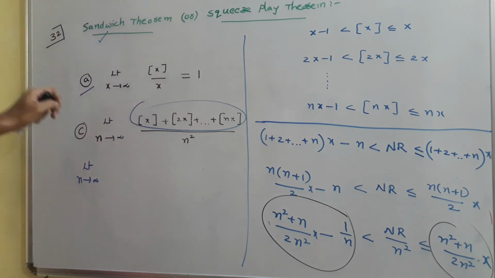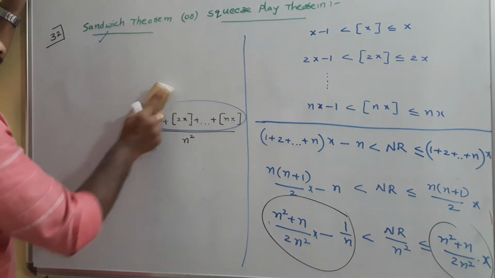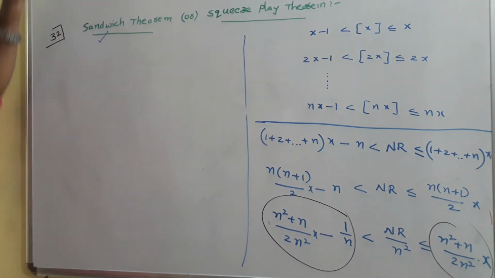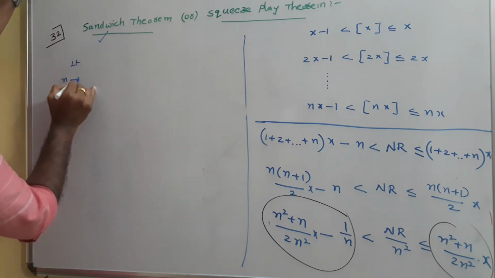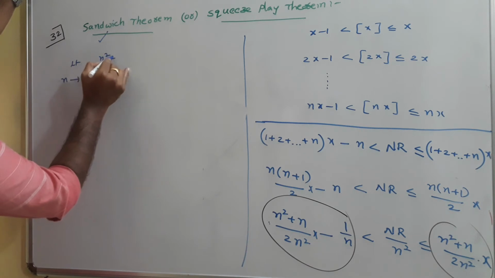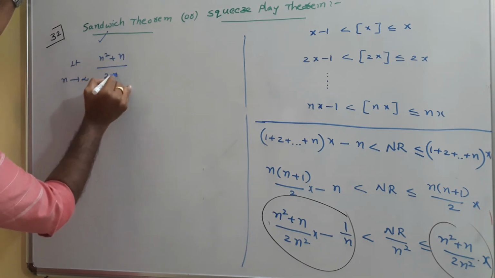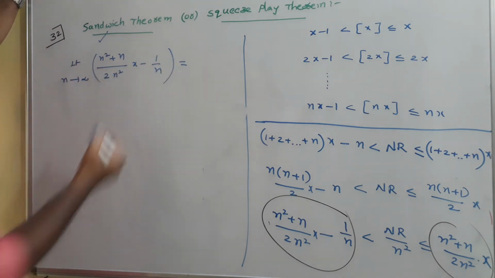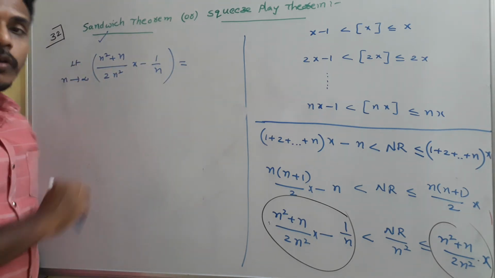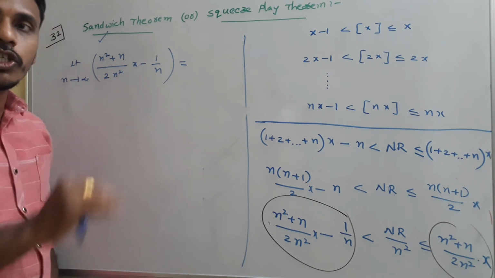So otherwise I will give you clear idea. I will erase this. So just apply limit n tends to infinity. Limit n tends to infinity, n square plus n by 2n square into x minus 1 by n. What is its value? Just observe here. As n is tending to infinity, 1 by n value is 0, leave it.